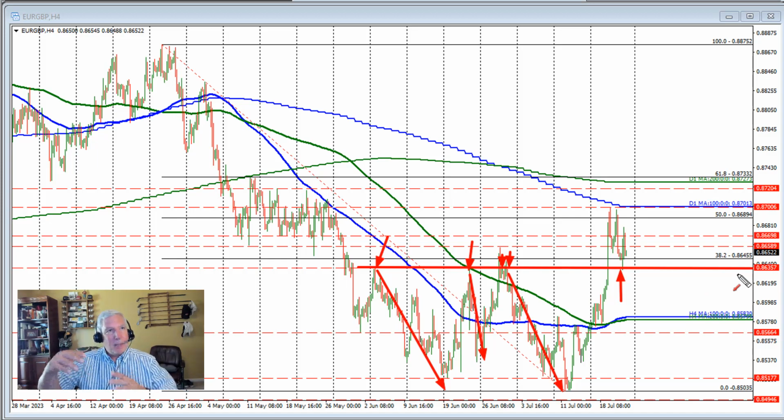I'm going to give the bias a little bit more to the upside here for this currency pair. If the price moves below that level, then all bets are off. The bias shifts back to the downside.